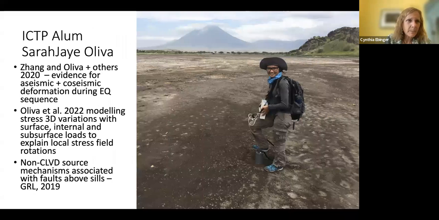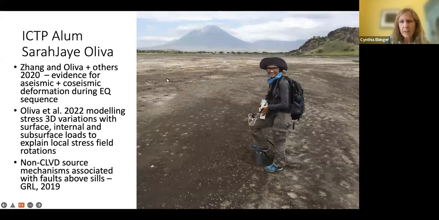So let's talk about ICTP alum Sarah J. Oliva. These are a couple of papers, I'll leave these in here for you. She's also looked at this area in terms of full moment tensors and found non-double-couple source mechanisms associated with faults above sills, and is adding some new information on magmatic rift zones. Right here, she's making soil gas measurements to contribute to the studies of CO2 degassing. And that's Oldonyo Lengai in the background.